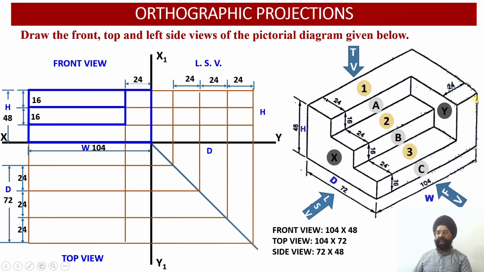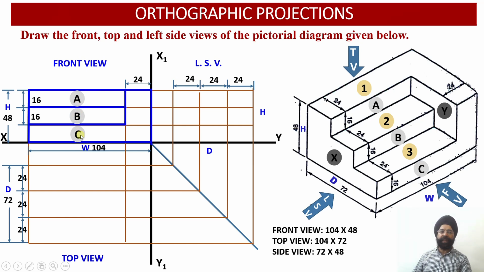24 is the width and 48 is the height. And since this surface is integral, no boundary line will be joined over here. It is an integral angular surface. Now let us mark the surfaces: surface A, surface B and surface C.